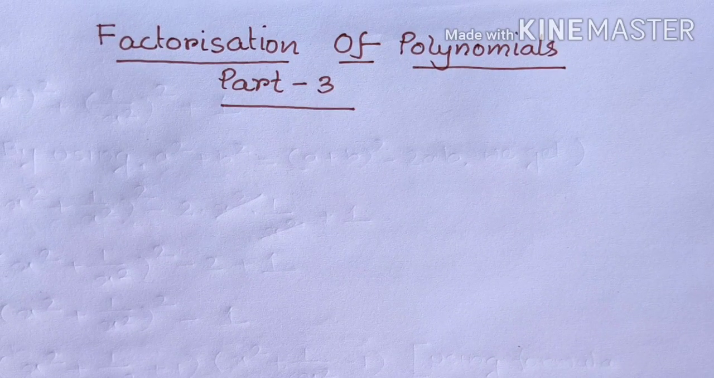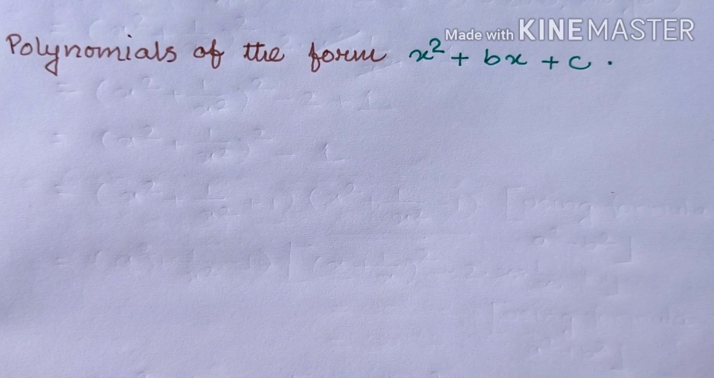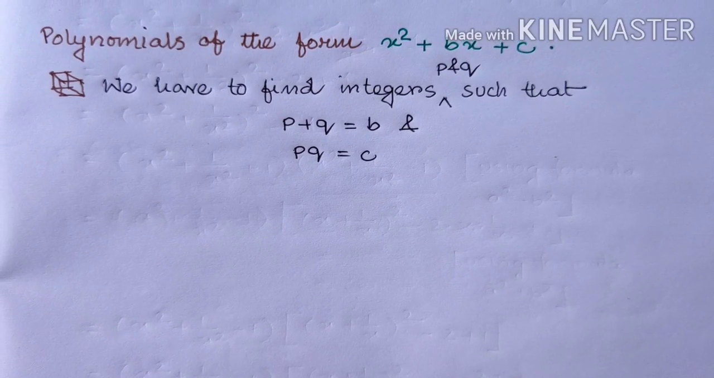Today's topic is factorization of polynomials part 3. If the polynomial is of the form x square plus bx plus c, then how to factorize it? At first, we have to find integers p and q such that their sum equals b and product equals c.